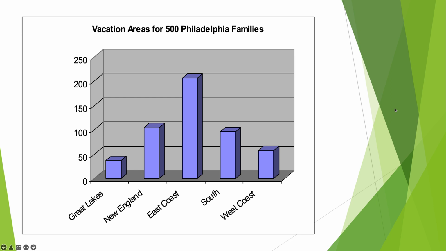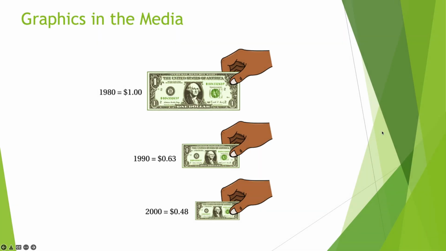Okay, you can do a 3-dimensional graph. This is of the data that was shown before. Does it give any more information than a 2-dimensional graph? No, it looks a little better, that's all. Now, what about this one?